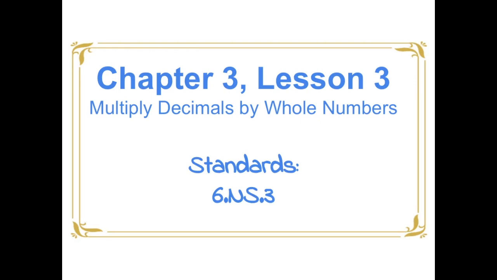Chapter 3, Lesson 3, Multiply decimals by whole numbers. Example 1, find 5 times 0.42.